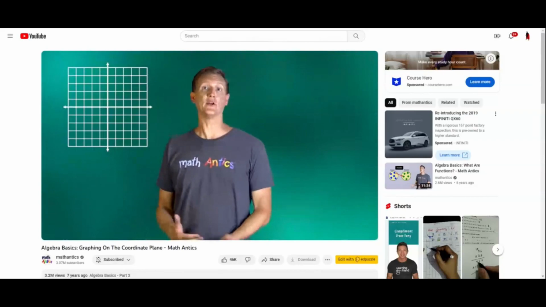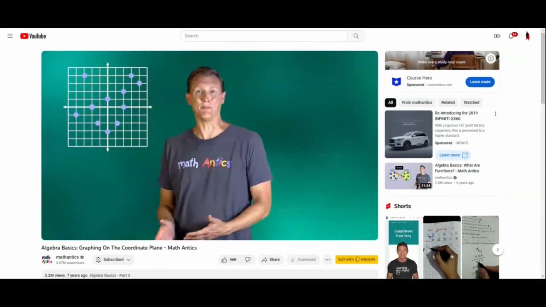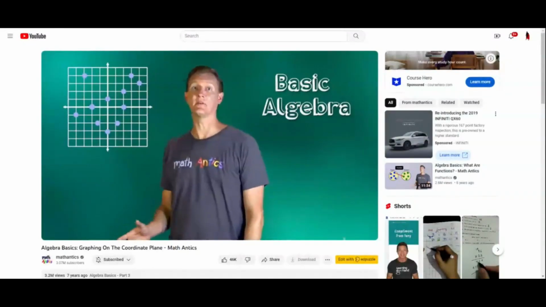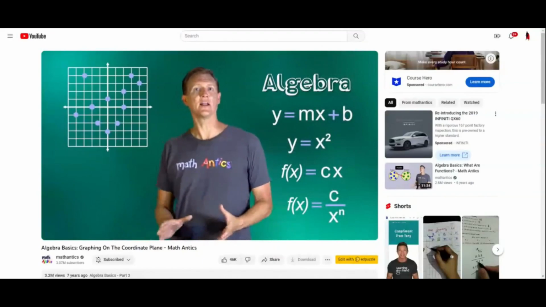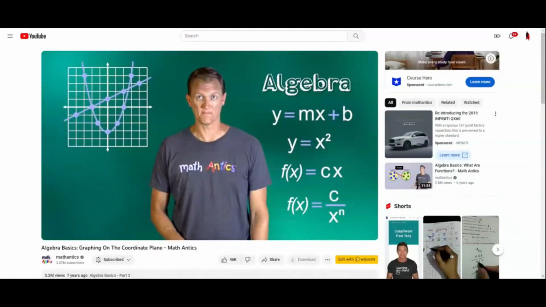All right, so now you know what the coordinate plane is, and you know how to plot points on it. But you might be wondering, what has this got to do with basic algebra? Well, algebra involves many different types of equations and functions that are a lot easier to understand if we graph their solutions on the coordinate plane.